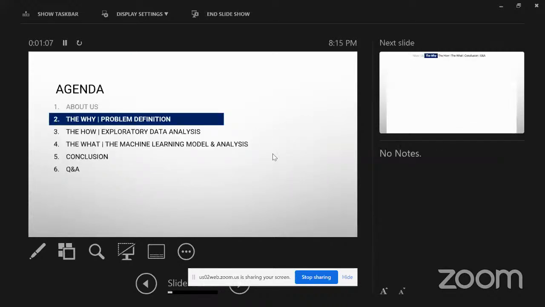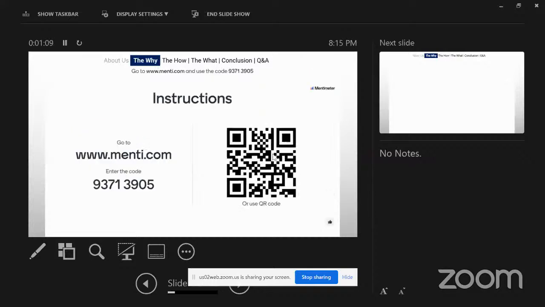Amazing team. Okay, so as I said, you're going to need your phones. Do you mind just taking a picture of the QR code? People online can also just scan that. Or you can just go to www.menti.com and enter in the code.